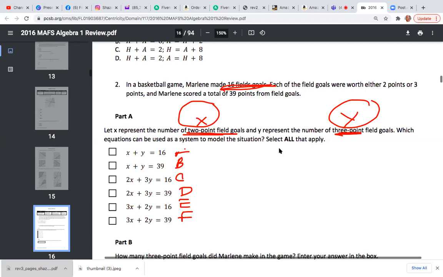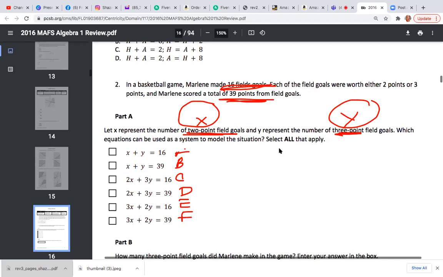Letter C is basically adding up the number of points that she's made. Because the 2-point field goals, you don't know how many she made. So let's say she made 10 2-point field goals. You would do 10 times 2 to figure out how many points she's earning from the 2-point field goals. And what was the total number of points she earned? 39.